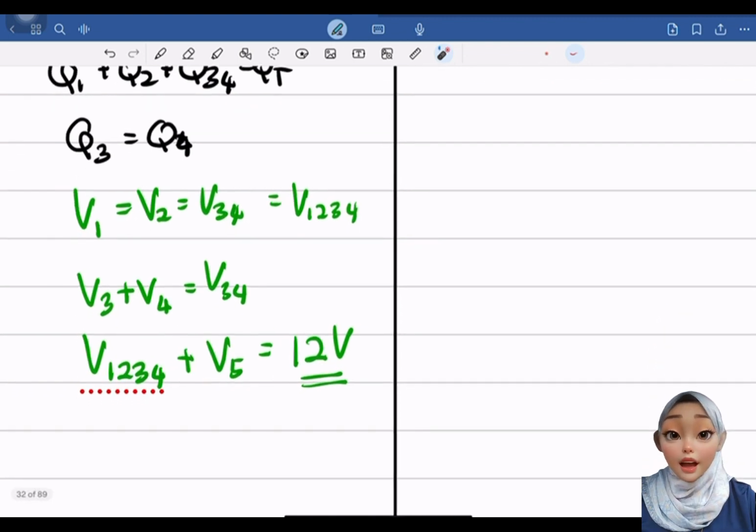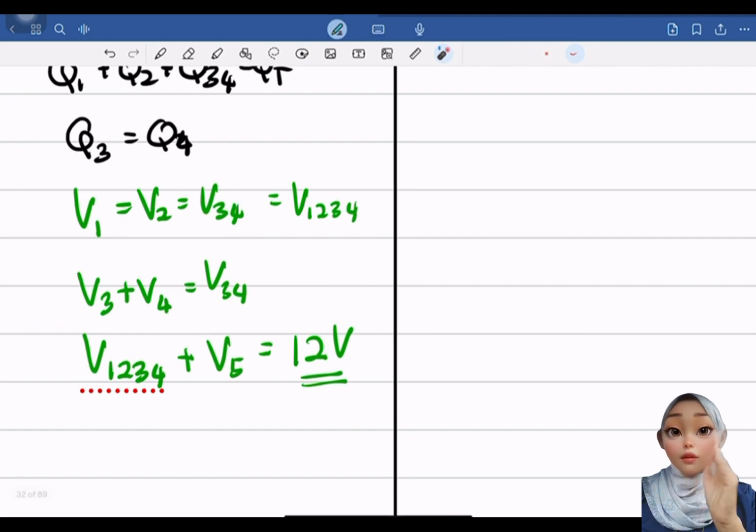And then V1234 which is the combination of V1, V2 dengan V34 tadi, campur dengan V5 baru kita dapat 12 volt. So, itu ialah maklumat yang kita ada.